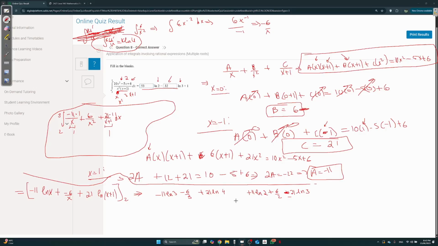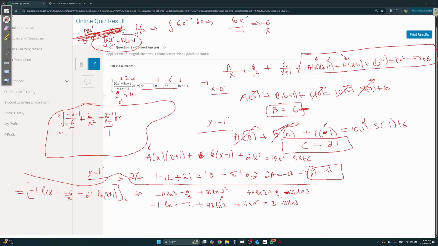Now someone might ask me, I have ln 4, where did it go? Remember, ln 4 is the same as saying ln of 2 squared, right? And since it's ln, if you have a power, you take that power outside and multiply it. So it becomes minus 11 ln 3 minus 6 over 3, which I'm just going to write as a 2, minus 2 plus 21 times 2, which is 42 ln 2, plus 11 ln 2 plus 6 over 2, which we write as a 3, and then minus 21 ln 3. As you can see here, we now have ln 2 and ln 3.